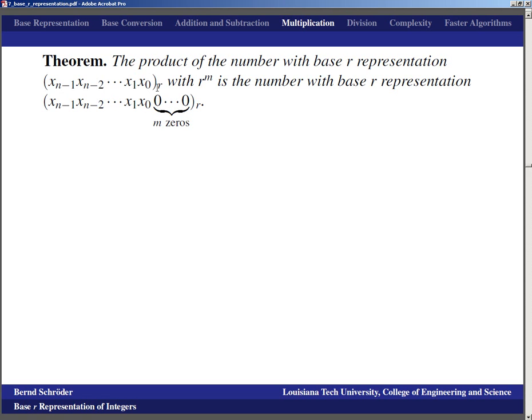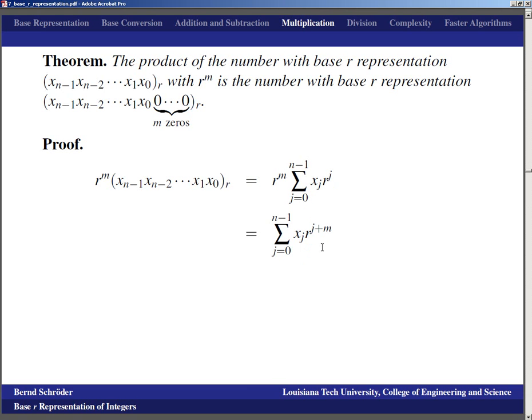So this theorem basically encodes this very familiar idea. And so what's the proof? It ought to be pretty simple. If you take r to the m times the number that is represented by these digits, that's of course r to the m times the sum j equals 0 to n minus 1 of xj r to the j. Now I can multiply r to the m in there. So we get the sum j equals 0 to n minus 1 of xj r to the j plus m.